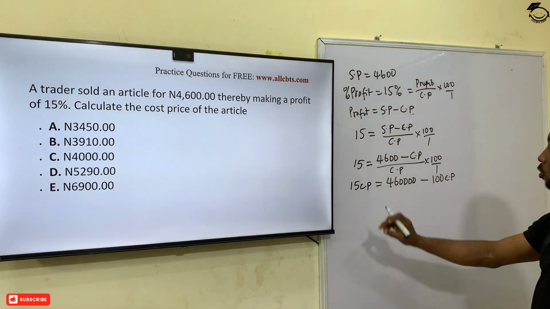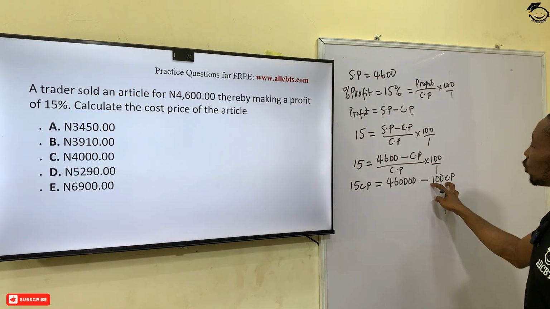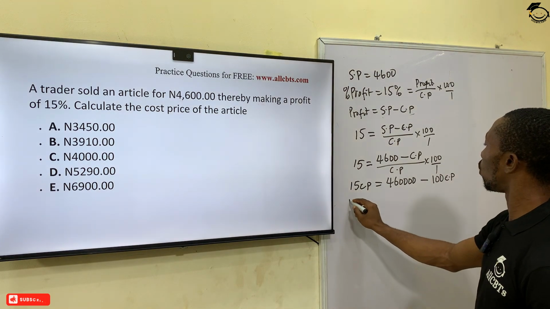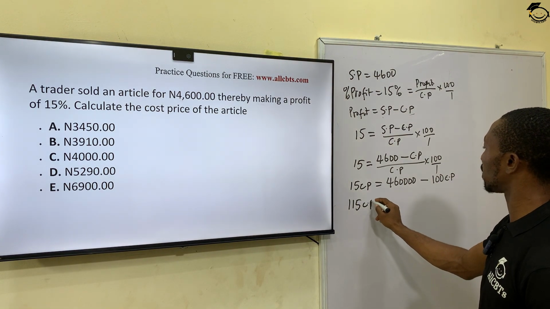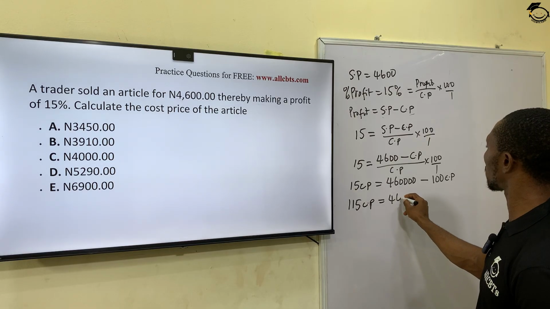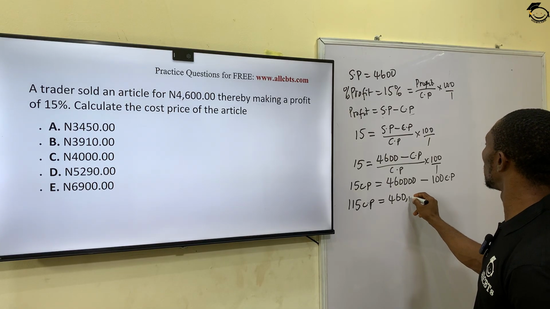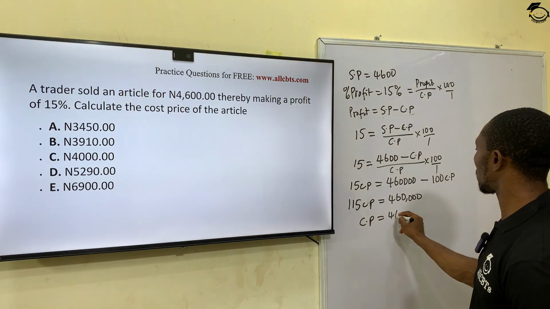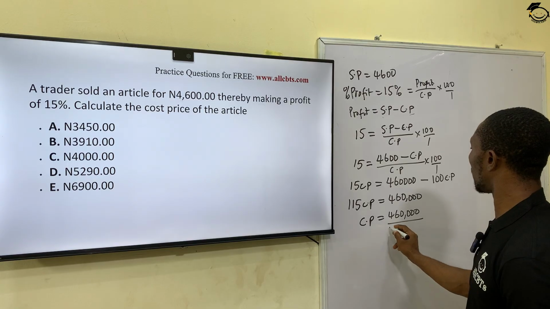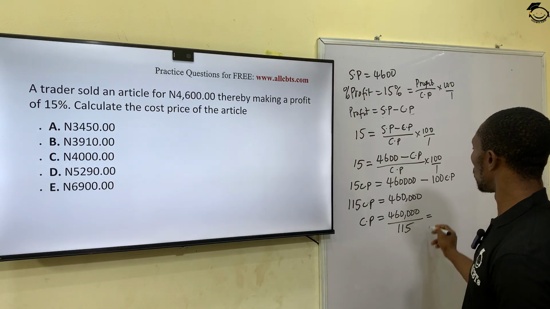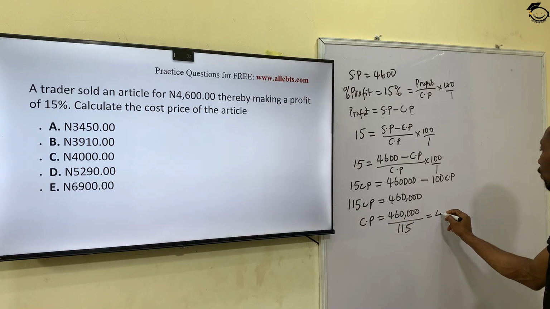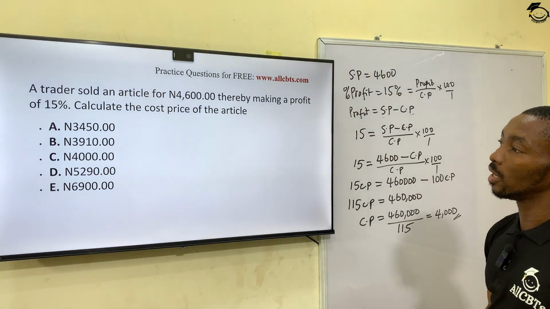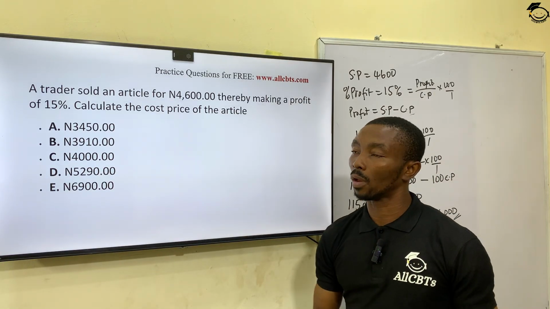Now, collecting our like terms together, we'll move our 100 cost price over to this side to keep it positive. This becomes 115 cost price equals 460,000. All right, so our cost price would be 460,000 divided by 115, which when we divide will give us 4,000. So the cost price of the article is 4,000 naira.